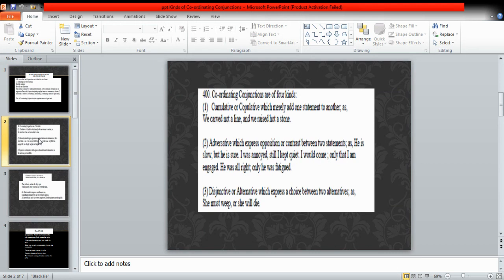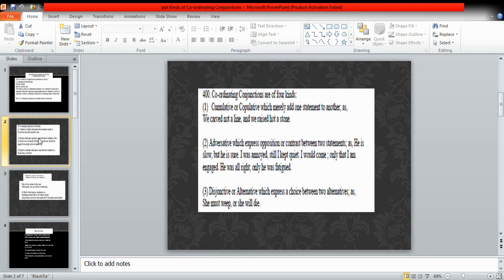Coordinating conjunctions are of four kinds. Now, further we can divide these coordinating conjunctions into four kinds. First of all, we have to discuss the first kind, that is cumulative or copulative. Cumulative or copulative, they are the same. Their names are different, but their function is the same in the sentence. The examiner can use any of their names, either cumulative or copulative, which merely add one statement to another.